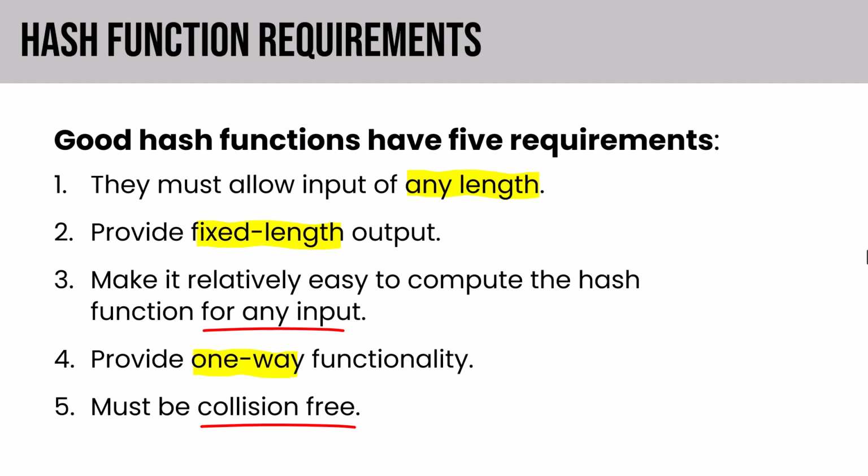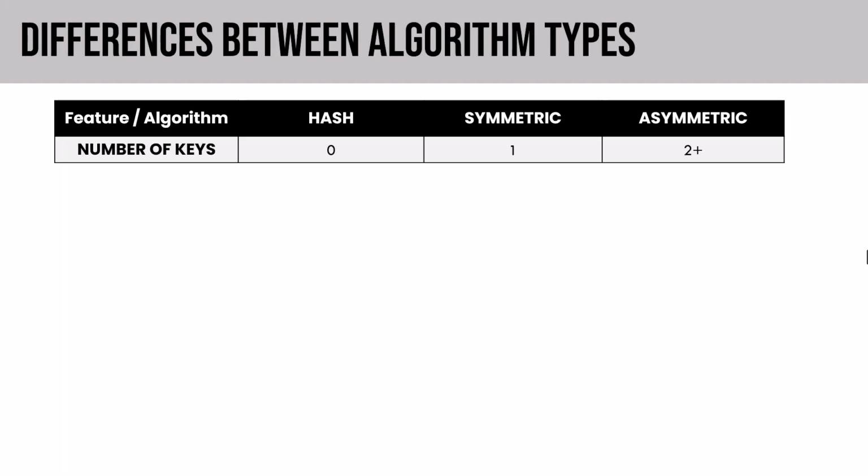For ease of reference as you prepare for the exam, I've put the differences between algorithm types into a table for you. So starting with the number of keys, a hash algorithm has no keys. It's a one-way function. Symmetric cryptography is a single shared key used by any number of parties. And in asymmetric cryptography, every party in a discussion has their own public-private key pair. So it's 2 keys times the number of parties.